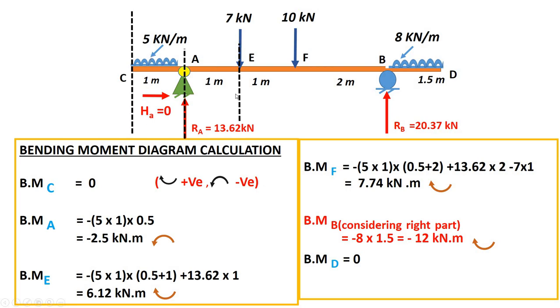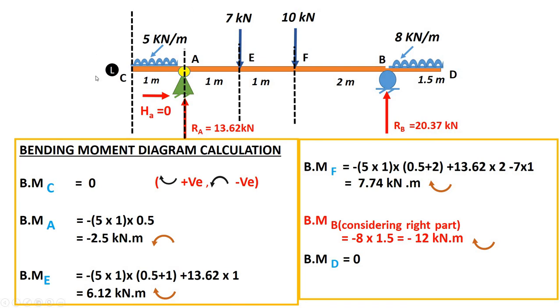Moment of this UDL is anti-clockwise about E. Moment of this reaction is clockwise about E. But as we are taking section at E, you have to take moment of all forces either in the left part or in the right part about E point only. Remember this thing, okay? Now let us take the moment about F.